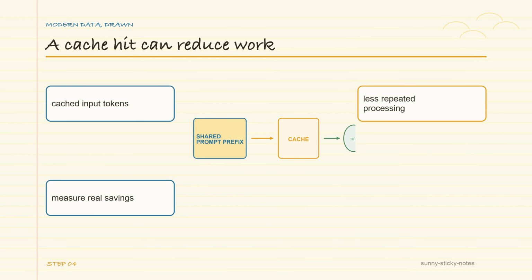When a request receives a cache hit, cached input processing can reduce latency and input cost compared with processing the same prefix again. The exact benefit depends on model, prompt length, and cache availability. This is the part that usually makes the whole concept click.